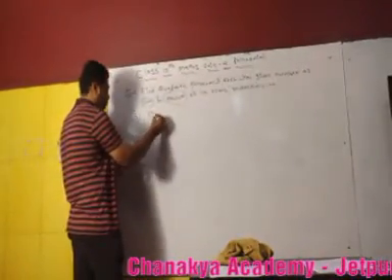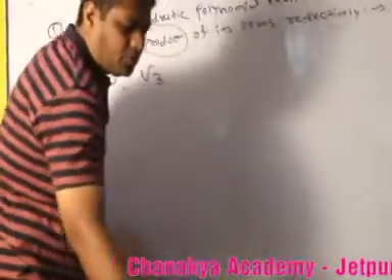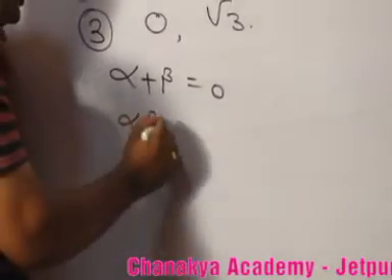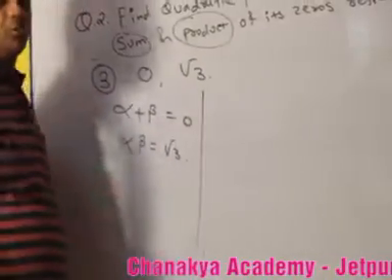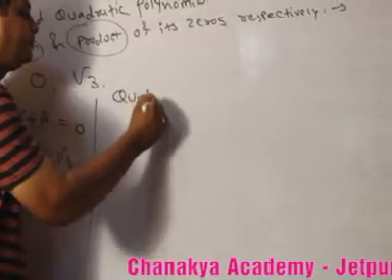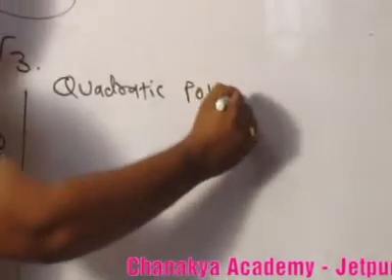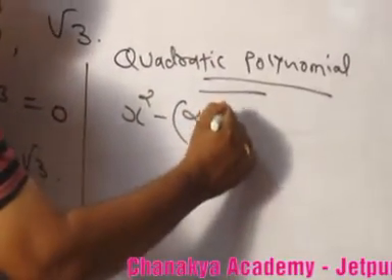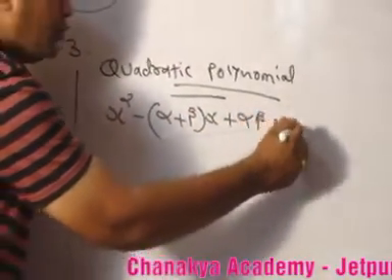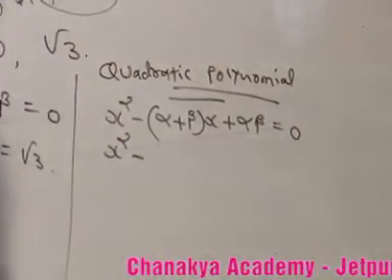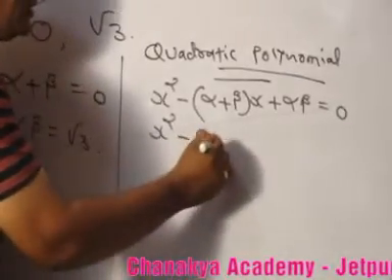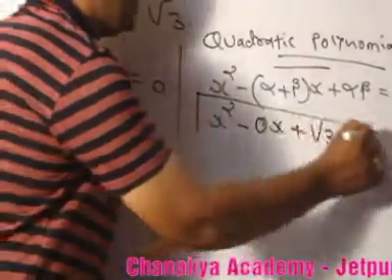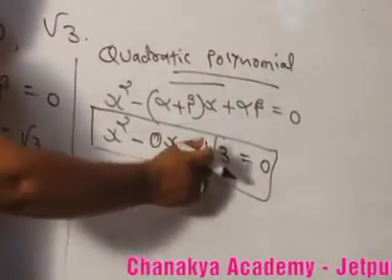Question number 3: 0 and root 3. First step, as shown in previous terms, alpha plus beta equals 0, alpha beta equals root 3. Now the important step to remember, the quadratic polynomial: x square minus (alpha plus beta) x plus alpha beta equals 0. The value of alpha plus beta is 0 and alpha beta is root 3. Finally, the answer is x square minus 0x plus root 3 equals 0.